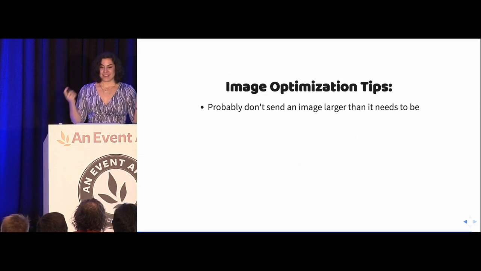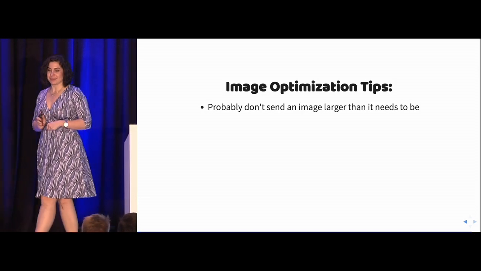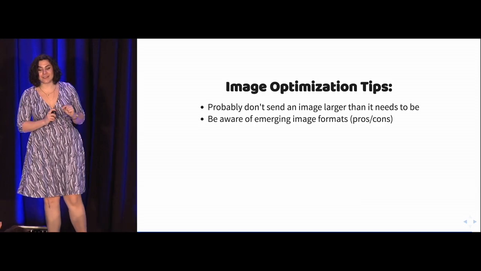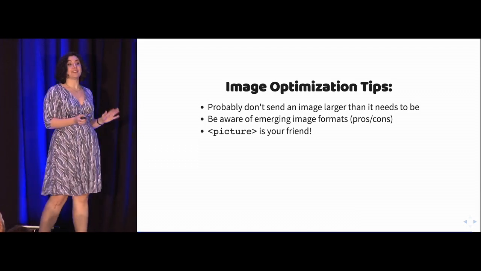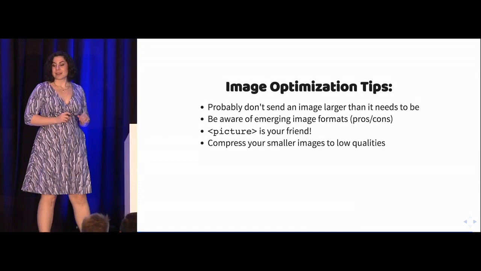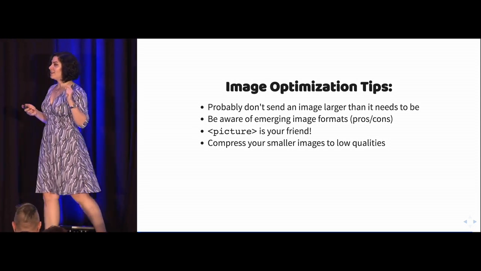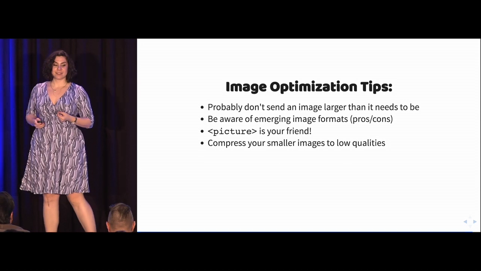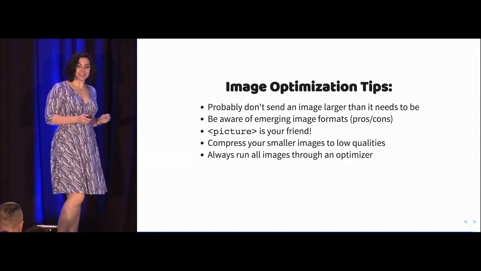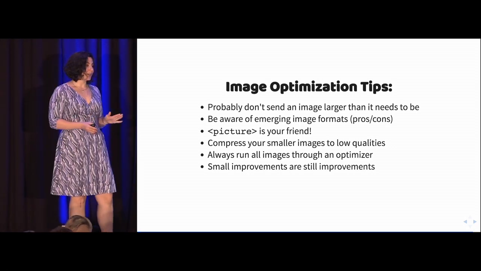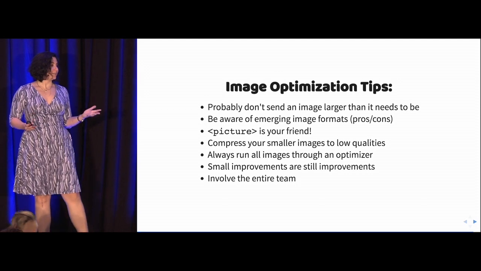So what do we have to do? Don't send an image larger than it needs to be. Be aware of emerging image formats, their pros and cons. The picture element is your friend. Use the picture element. Compress your images to low qualities, smaller sizes for smaller devices, especially smaller images. Always run your images through an optimizer. Image optim always and often. Small improvements are still improvements. Be aware of that.